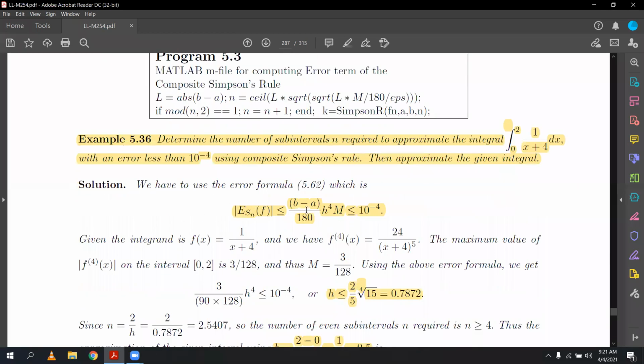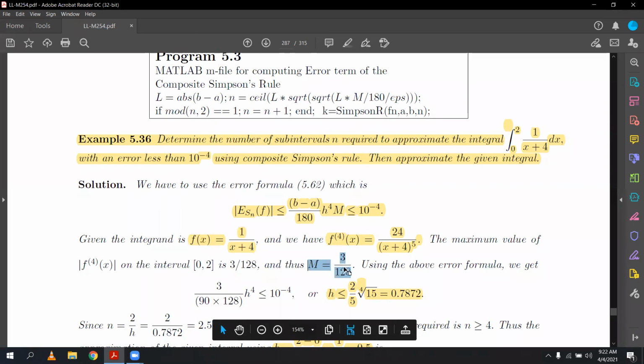So your error bound formula is (b minus a) over 180 times h to the power 4 times M. You can easily find M because your function is given. You need the 4th derivative of the function. The 4th derivative of the function is 24 over (x plus 4). And then you find the maximum value of the derivative inside the interval from 0 to 2. The maximum value inside the interval, you will find out is 3 over 128. So M is 3 over 128.